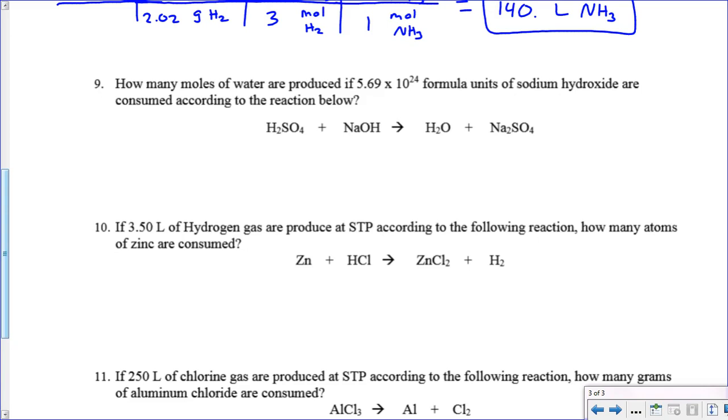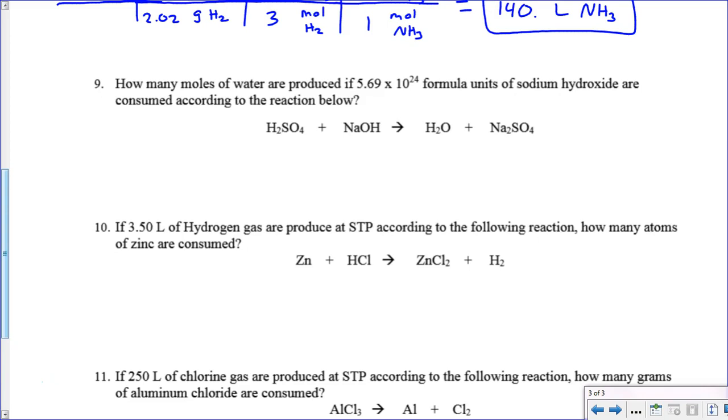So this one says how many moles of water are produced if 5.69 times 10 to the 24th formula units of sodium hydroxide are consumed according to the reaction below. So in this one, we're starting with formula units and we're getting to moles. We can go from formula units of sodium hydroxide to moles of sodium hydroxide and then from moles of sodium hydroxide to moles of water. All right, and so that's a 2-step conversion problem.